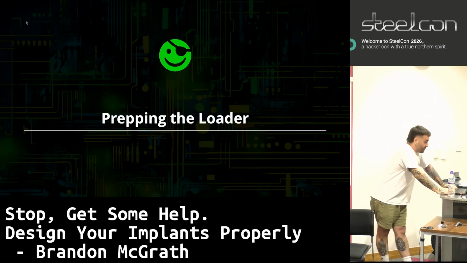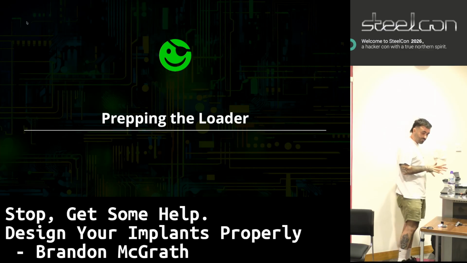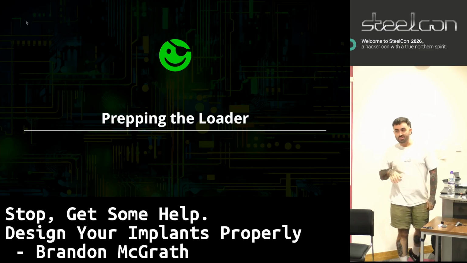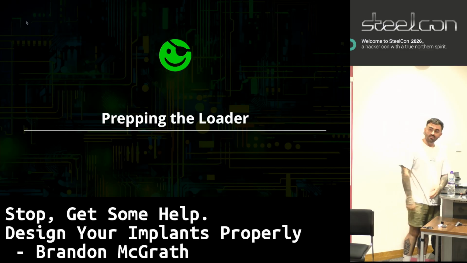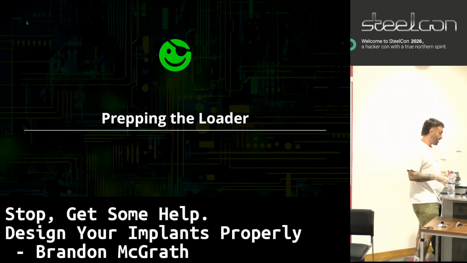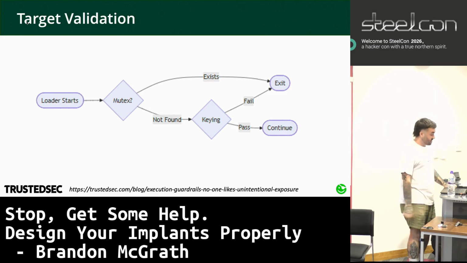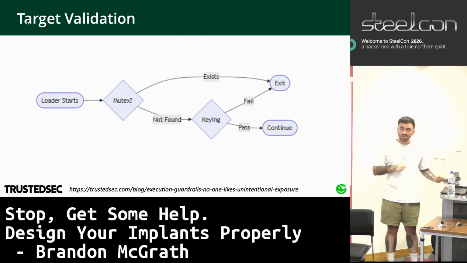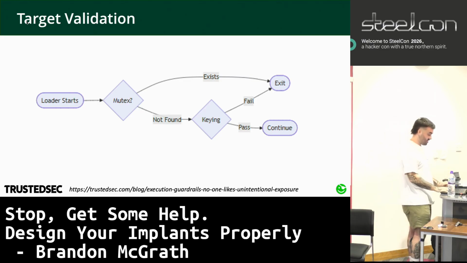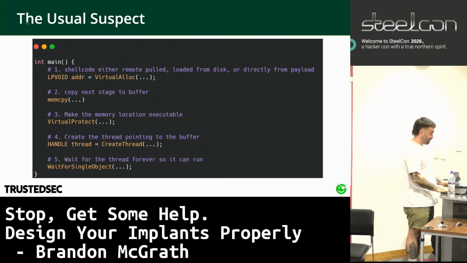Okay, so what we're going to do now is prep the loader. We've decided on an exe. We've ruled out that we don't want an HTA, a VSTO, or an MSI, whatever. We're going for an exe. That's what we're working on. The very first step is target validation. So if you think of this, what we're going to do now is essentially empty this out. Imagine this is empty, just int main.